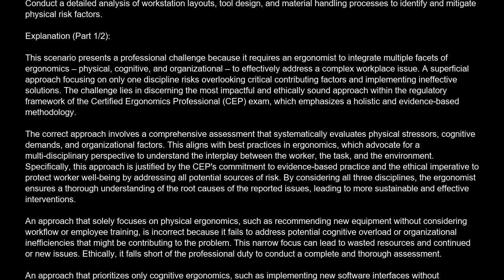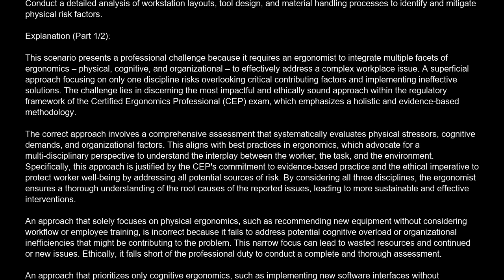Explanation. This scenario presents a professional challenge because it requires an ergonomist to integrate multiple facets of ergonomics: physical, cognitive, and organizational, to effectively address a complex workplace issue. A superficial approach focusing on only one discipline risks overlooking critical contributing factors and implementing ineffective solutions. The challenge lies in discerning the most impactful and ethically sound approach within the regulatory framework of the Certified Ergonomics Professional (CEP) exam, which emphasizes a holistic and evidence-based methodology.